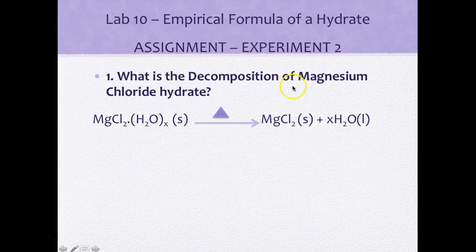And then the decomposition of magnesium chloride hydrate. Again, you would represent that decomposition reaction in this manner because you don't know how many waters are associated with the magnesium chloride. So this is how you would write the equation for the decomposition.